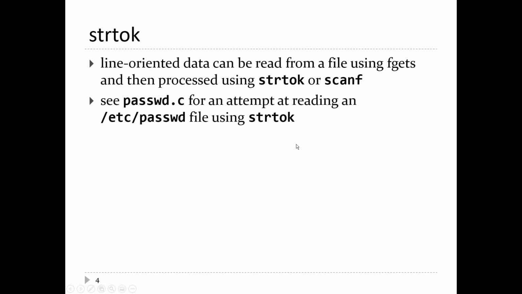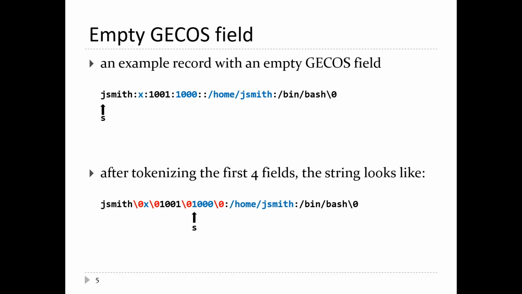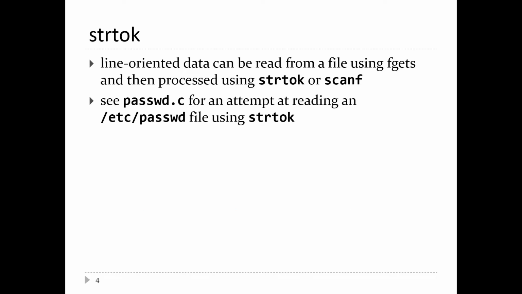Line-oriented data can be read from a file using fgets. Just read each line of the file with the fgets function, and then process each line, perhaps using the strtok function or scanf. The password.c is a little program that attempts to read an /etc/passwd file using strtok. Let's take a look at that program.